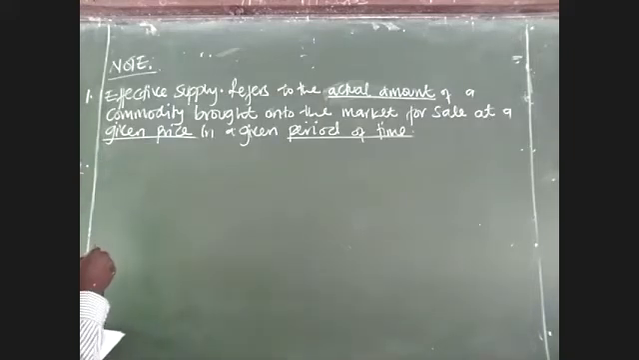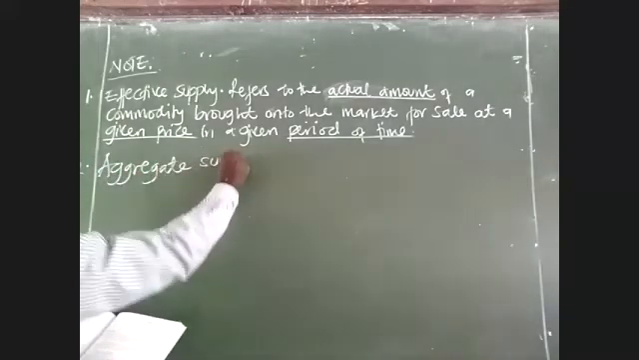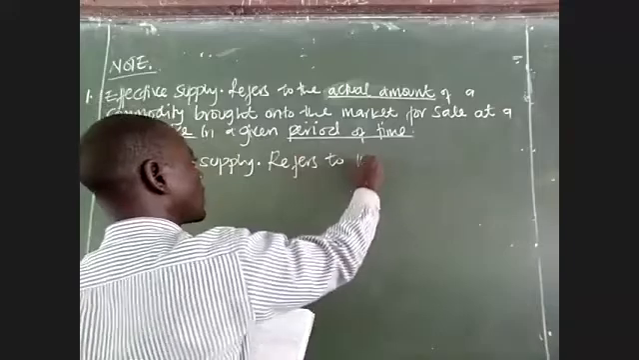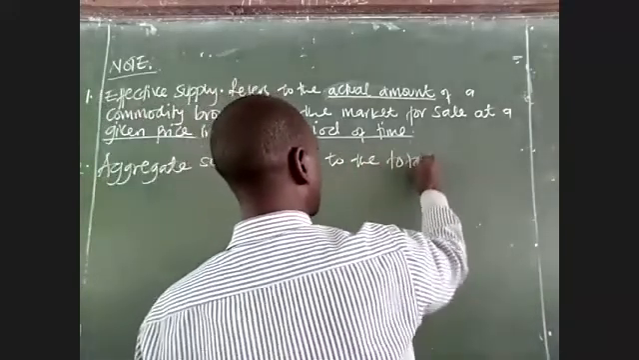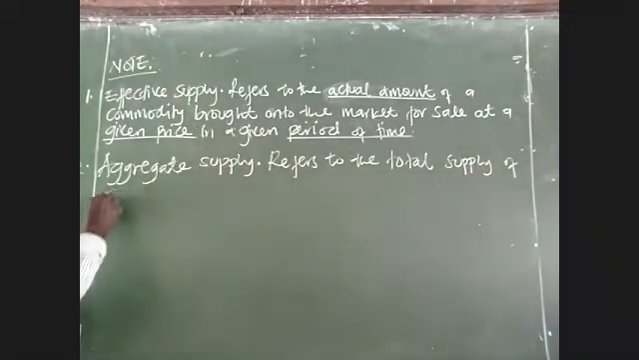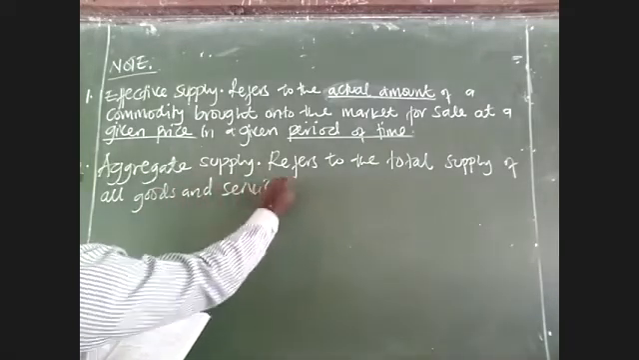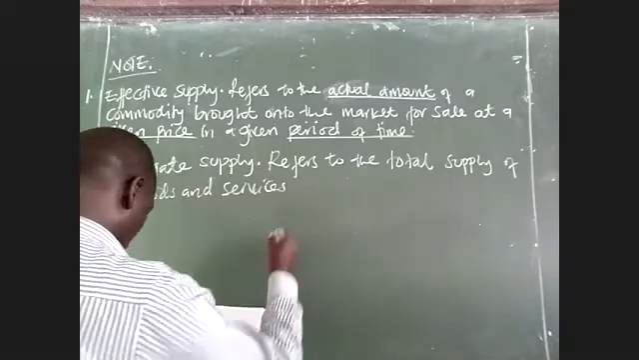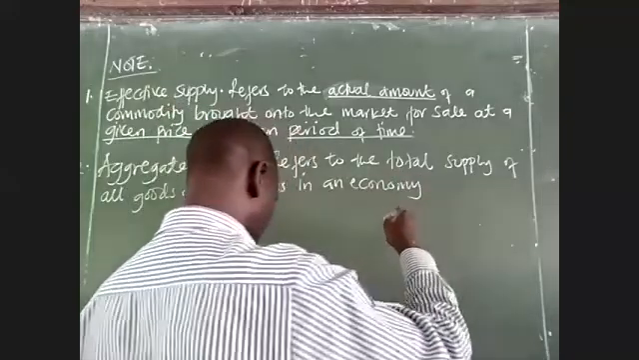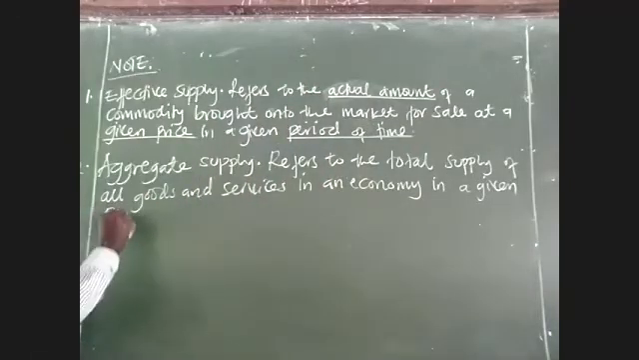Then our second concept is aggregate supply. Aggregate supply refers to the total supply of all goods and services in any economy in a given period of time.